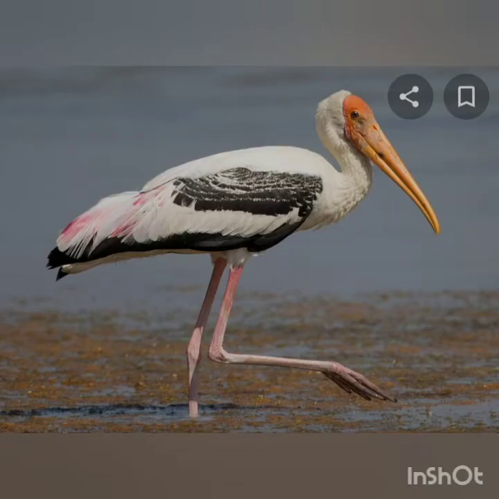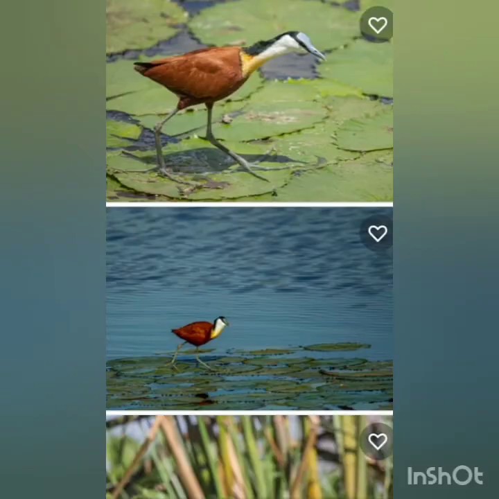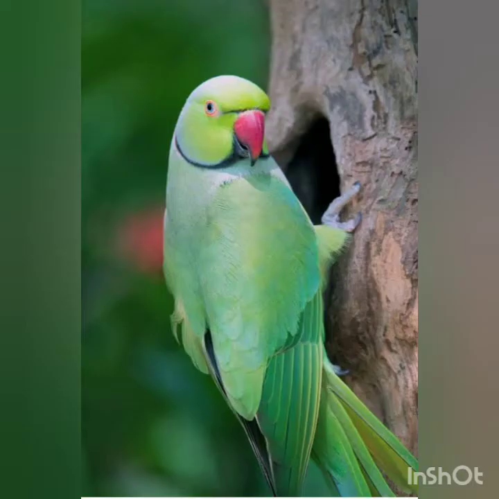Next bird is known as the painted stork. This bird also has a long pointed beak that helps them to catch fishes from the water without dipping the head in water. Next bird is jacana. Here you can see in the picture it has long toes. This is the bird that has the longest toes. These long toes help it to walk on the leaves of lotus. Next one is parrot. The beak of parrot is curved and pointed that helps them crack the nuts, and their feet and claws help them to perch on the branches of trees.